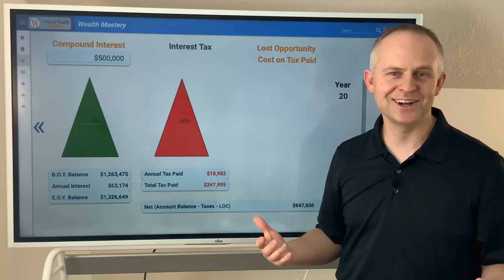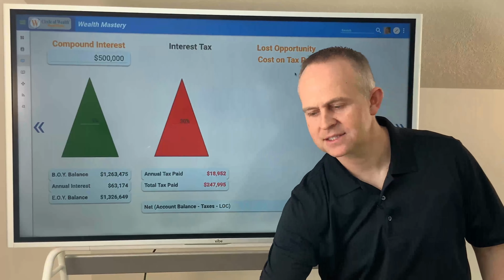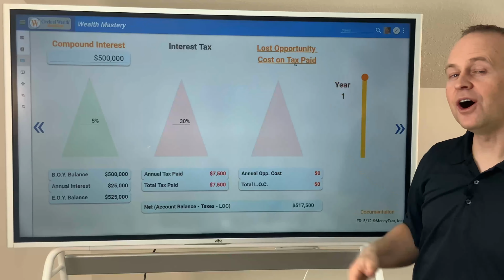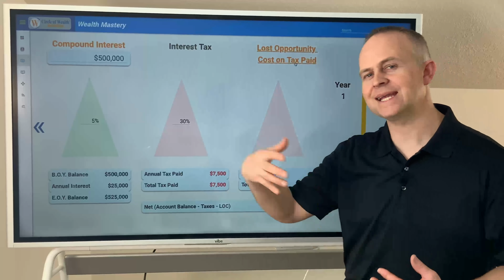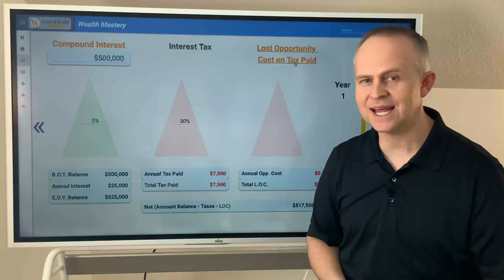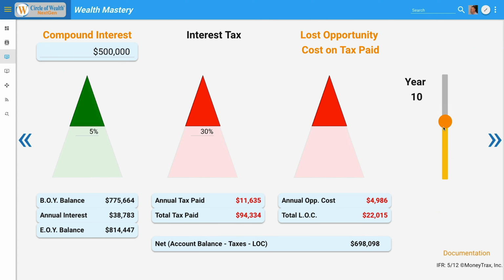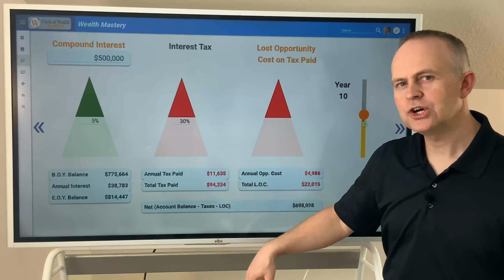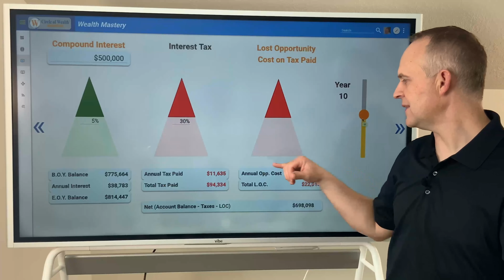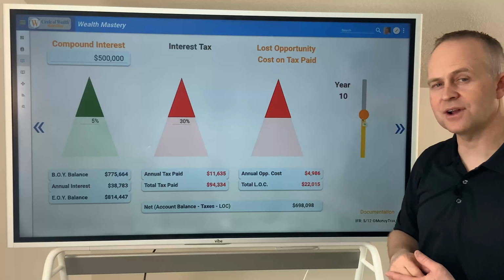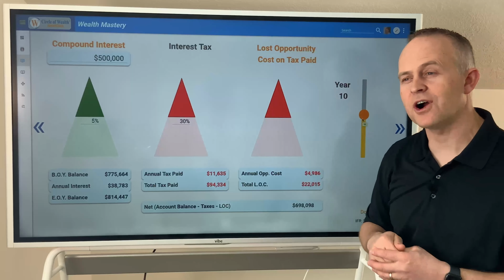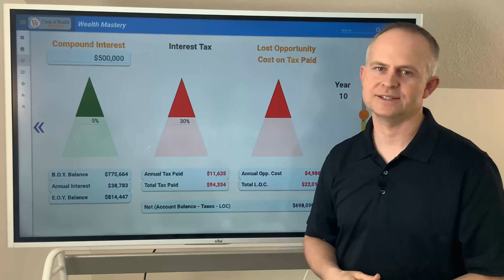But remember, that's not all. That's not the worst of it, because we have this lost opportunity cost on the taxes paid. In other words, that money that you're paying in taxes could have been earning 5% in this example, right? So if we look over the next 20 years again, and we see what's happening this time over the first 10 years, we see that yes, we've paid these $94,000 in taxes, but that money could have been earning interest, right? The annual opportunity cost for just that year is $4,900 for a total of $22,000 so far in lost opportunity cost, right?